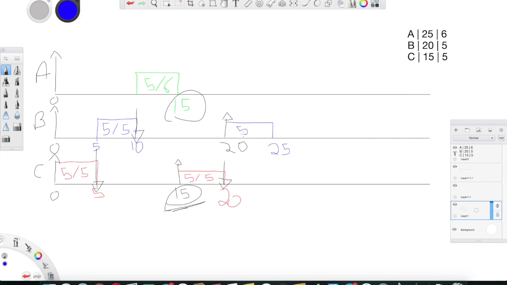Okay, it used 5. Why did the scheduler choose task B and not task A? Because task B has the shortest period. Task B's period is 20 compared to the 25 of A. Therefore, 20 is less than 25, so the scheduler will choose task B to run.